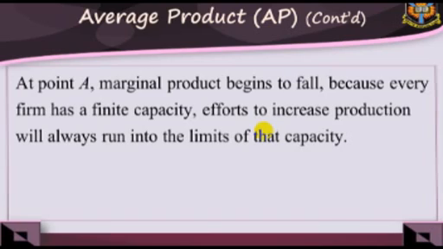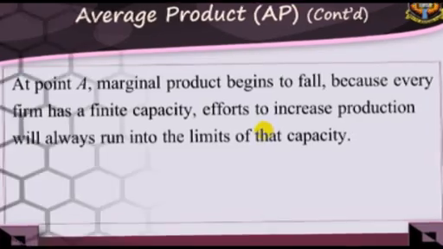Question: if average product is decreasing, the marginal product A, must be greater than average product; B, must be less than average product; C, must be increasing; D, cannot be decreasing. The correct option is B. When average product is decreasing, marginal product is decreasing and below average product.